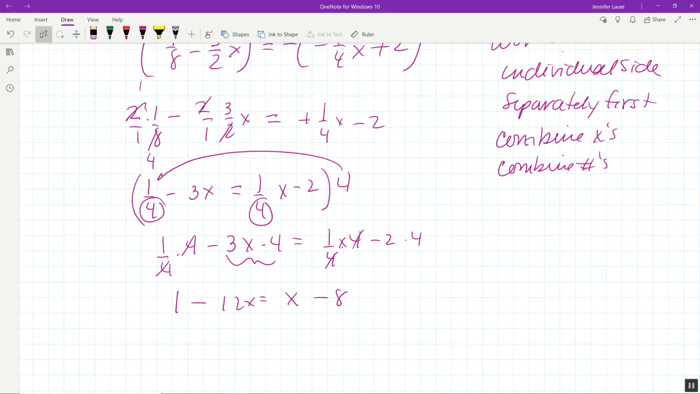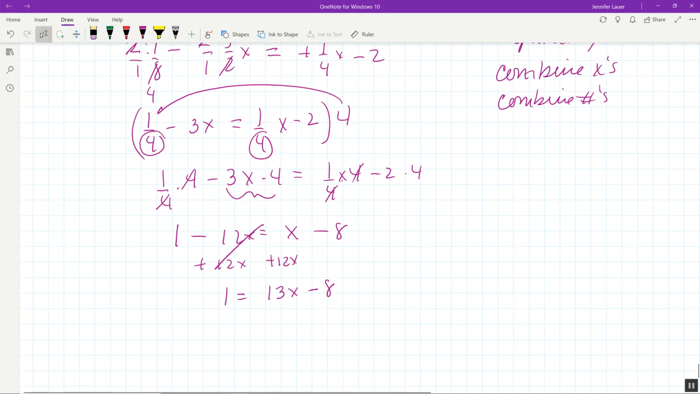Now I want to combine the x's to one side and the numbers to the other. You want to do the opposite of what's happening. So subtraction of 12x, if I add 12x to both sides, this goes away, leaving me a 1. I got rid of the x's on that side, added them to this side, and now I have this. Now I want to put the numbers on the other side, so I'm going to do the opposite of subtraction of 8, which will get rid of it here. And now I have 9 is equal to 13x.